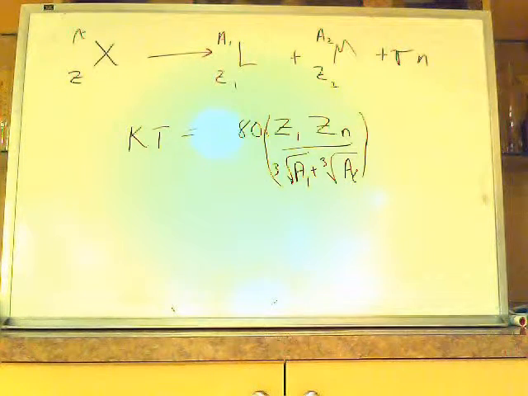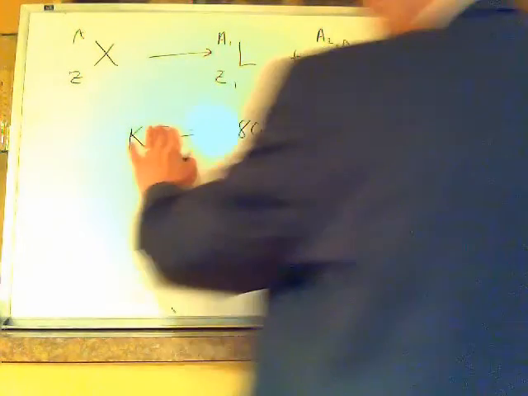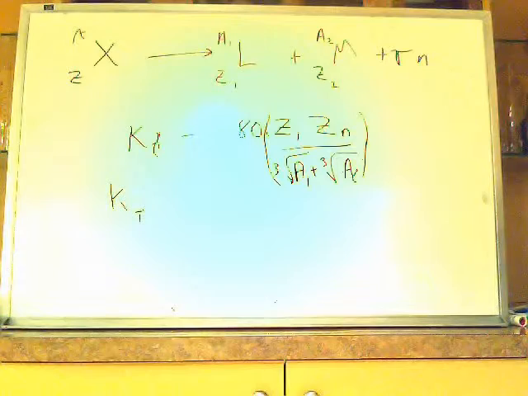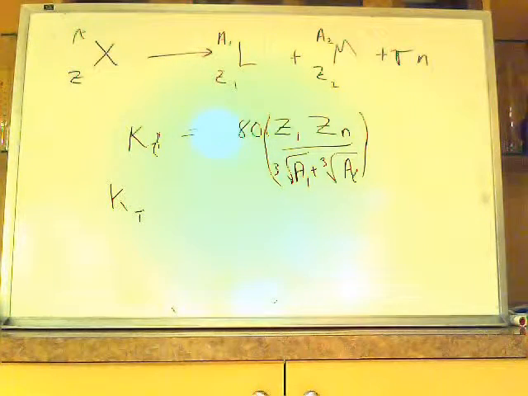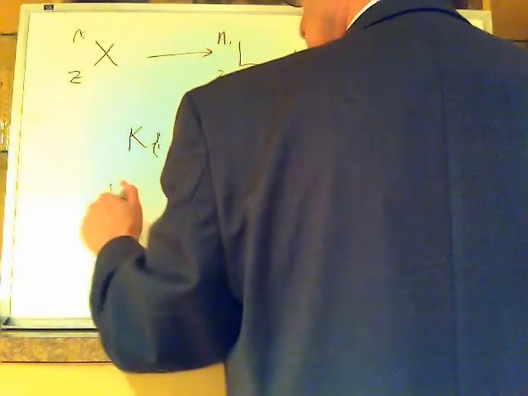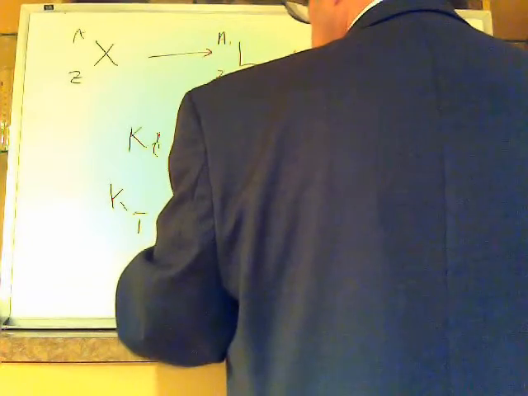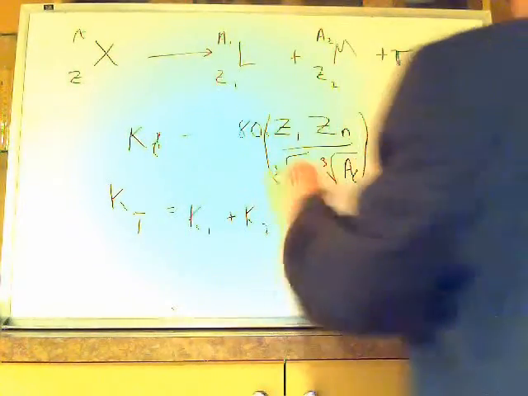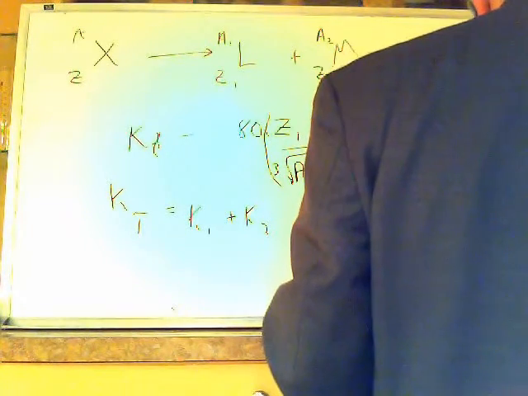Now, we can also calculate that in another way. Another way that we can calculate K sub T, that's actually a subscript, is to say that K sub T is the sum of each one of these individually. If we look at them individually, we've got a K1 and a K2. So we can look at the kinetic energy of this fragment and the kinetic energy of this fragment. So K sub T is equal to K sub 1 plus K sub 2 plus the kinetic energy of the neutrons as well. We could factor that in as well if we wanted to.